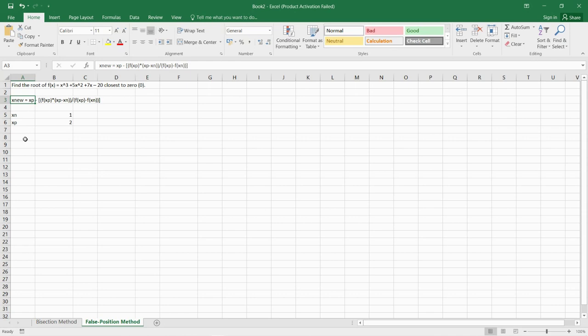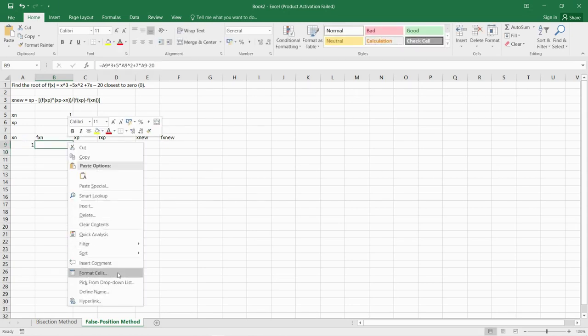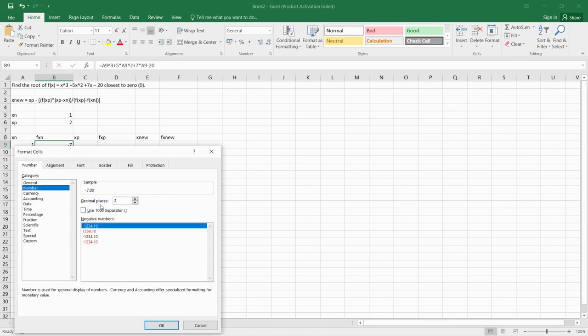Since we have the same steps, we will also use the same columns. First is xn, then f of xn, and then xp, then f of xp, and x nu, then f of x nu. Our xn is 1. Our f of xn is x cubed plus 5 times x squared plus 7 times x minus 20. Let's format that cell to 10 decimal places.